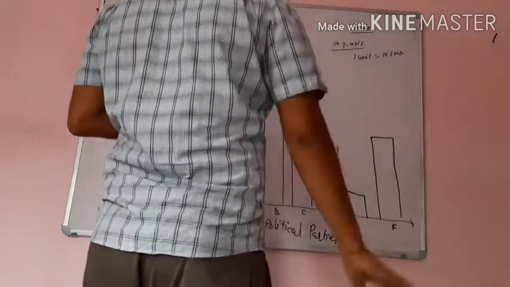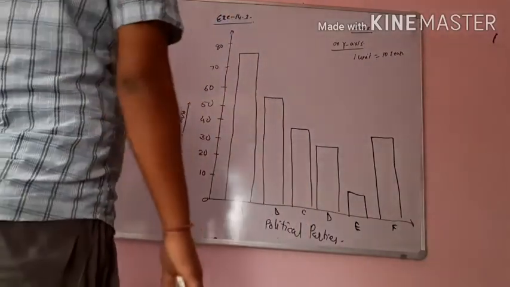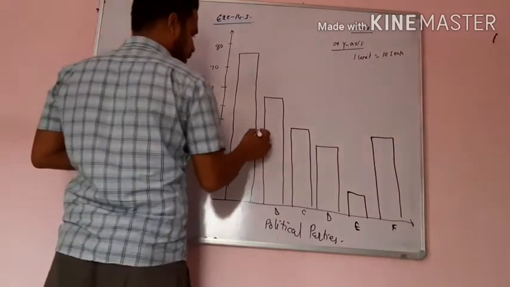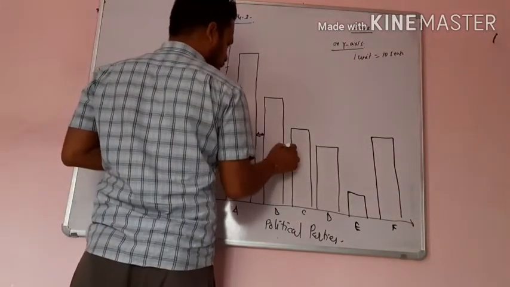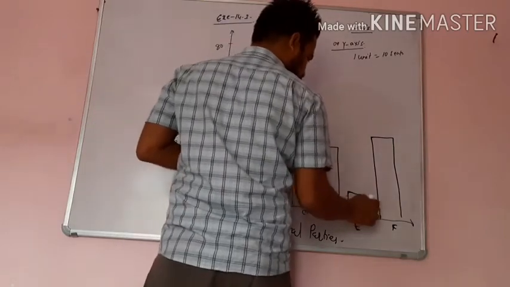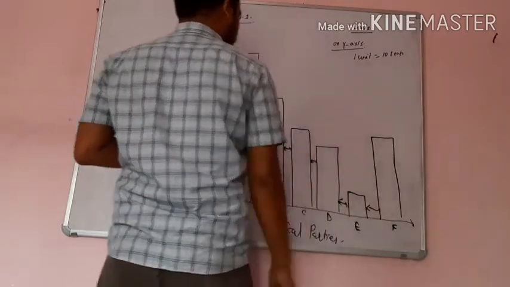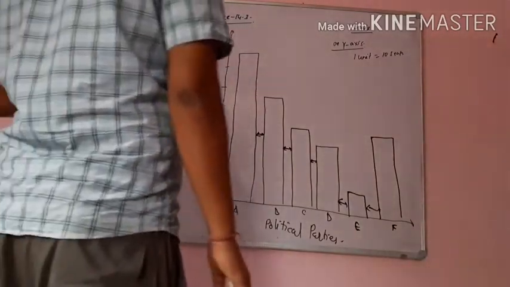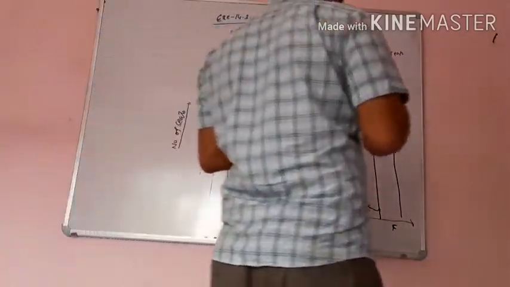So this is the bar graph for question number 3 that I have drawn. You must remember the gap between two bars must be constant. This gap must be constant, meaning the distance between two bars must be the same. Now moving on.